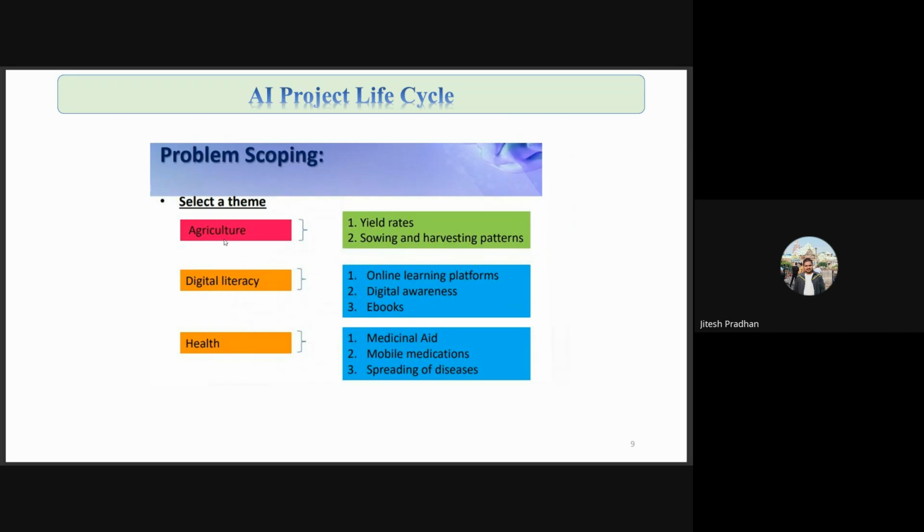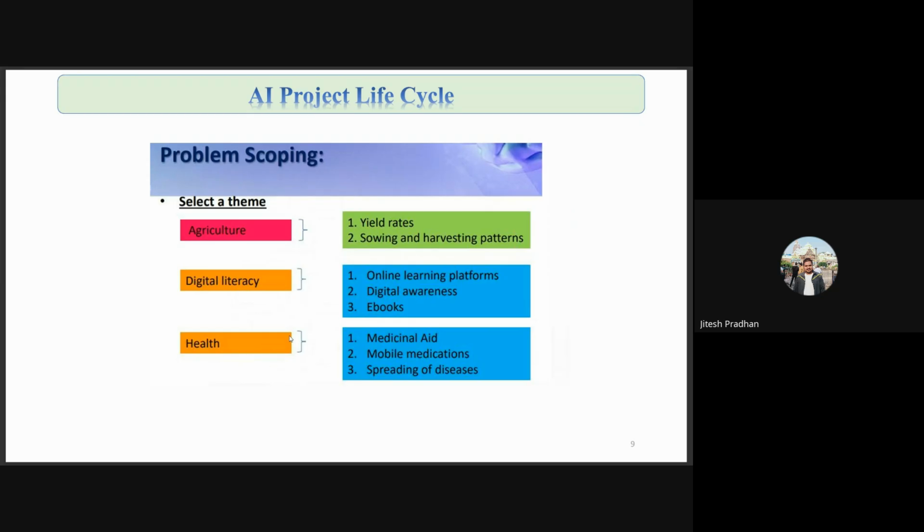Now let's select a theme. If we select agriculture as a theme, then yield rate, basically yield production, will be a problem. Sowing and harvesting pattern will be another problem. If we talk about digital literacy, online learning platforms, digital awareness, ebooks, all these are problems; from ebooks we can generate question answering. If we consider health, then medical aid, mobile medications, spreading of a disease, identifying a disease, classifying a disease, segmentation, denoising. So many things are there in health.